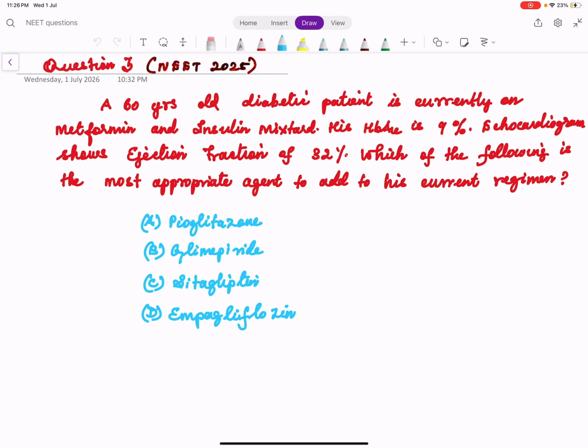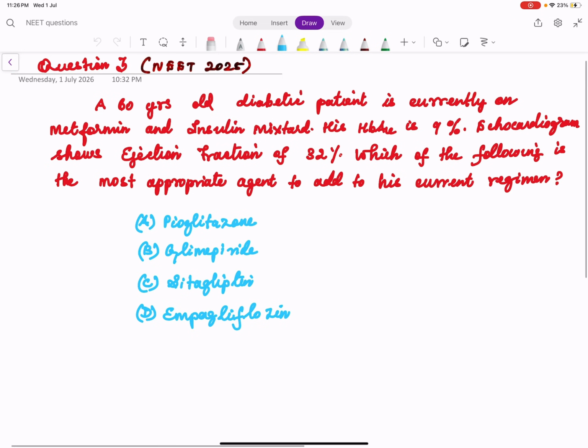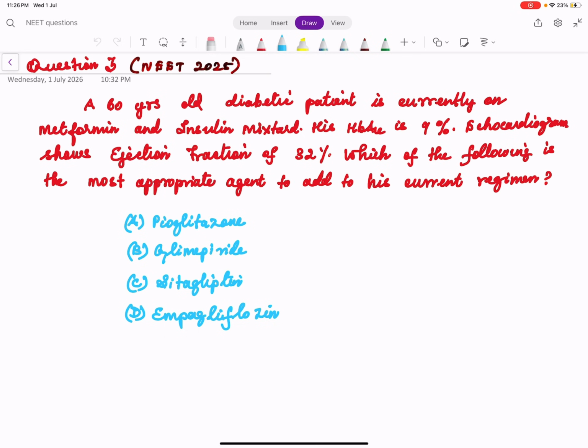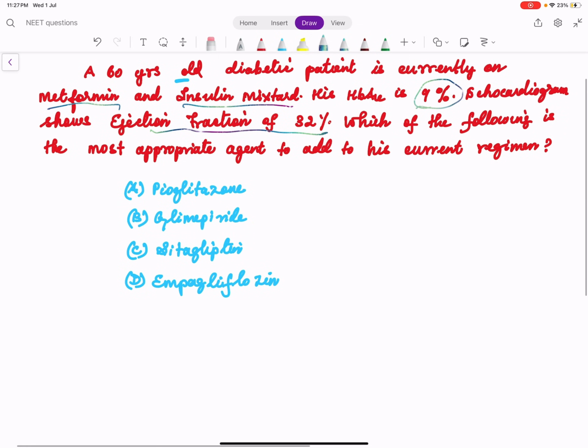Now coming to question 3 of previous year NEET question 2025 in Cardiology department. To solve this case, again we have to read from the last line. Which of the following is the most appropriate agent to add to his current regimen? So we understand that some drugs will be given in the question. We have to think of any drug which has to be added extra. A 60-year-old diabetic patient is currently on metformin and insulin mixture. His HbA1c is 9%. Echocardiogram shows ejection fraction of 32. So we'll write down the clues here.